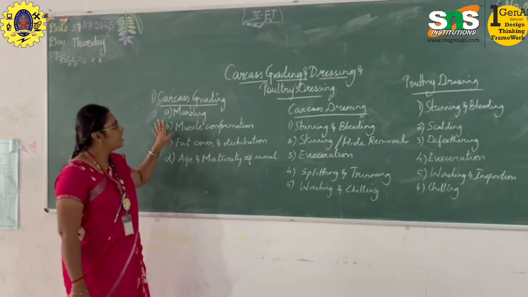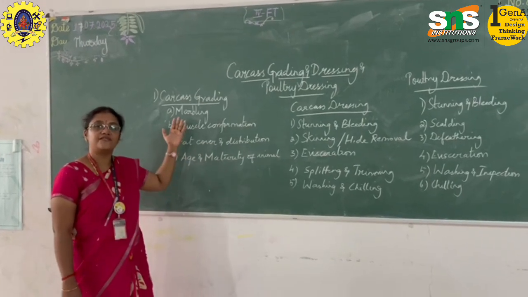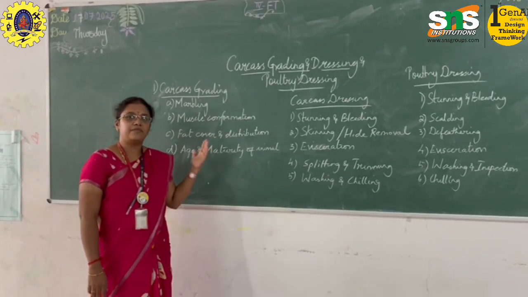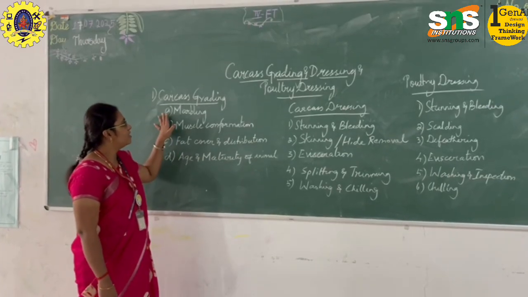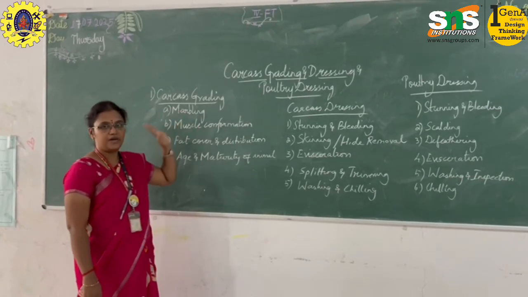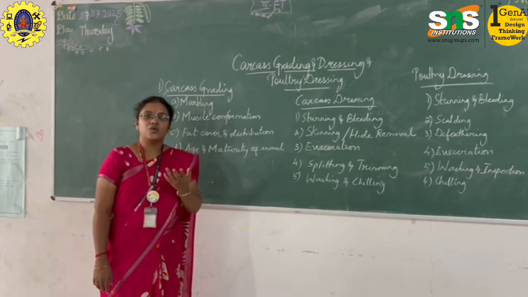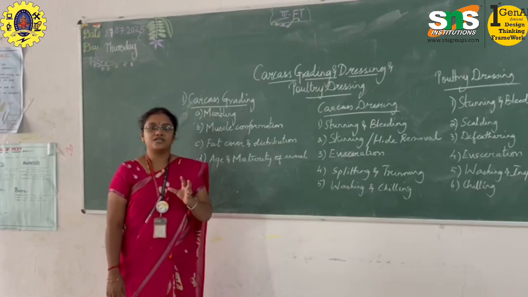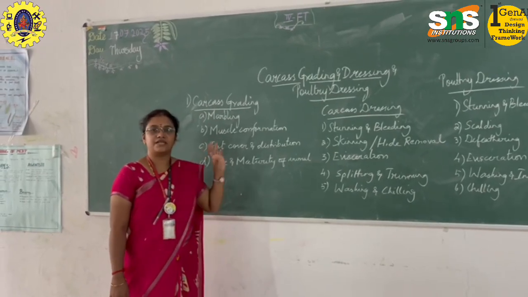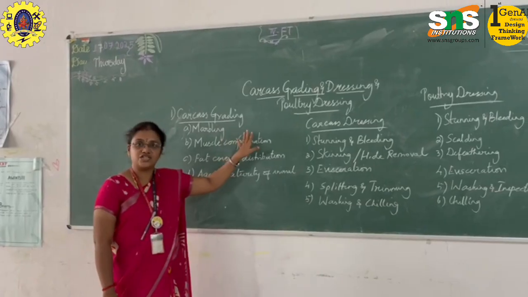So coming into the grading of carcass, how can we grade? What are the factors that we have to keep in mind before grading any carcass or animal? The first one is the marbling. Marbling of the meat is nothing but the fat deposit that is present in the muscle of the particular carcass. So marbling plays the major role.